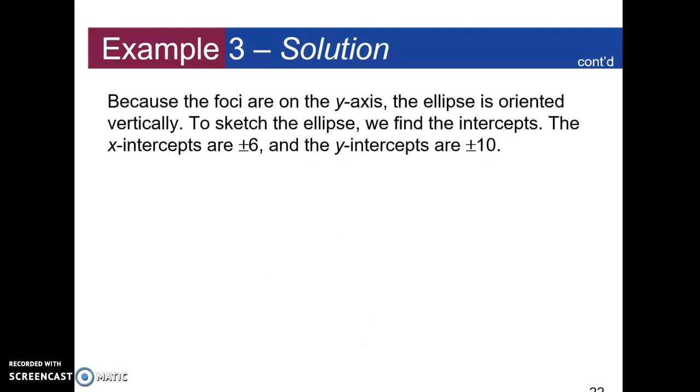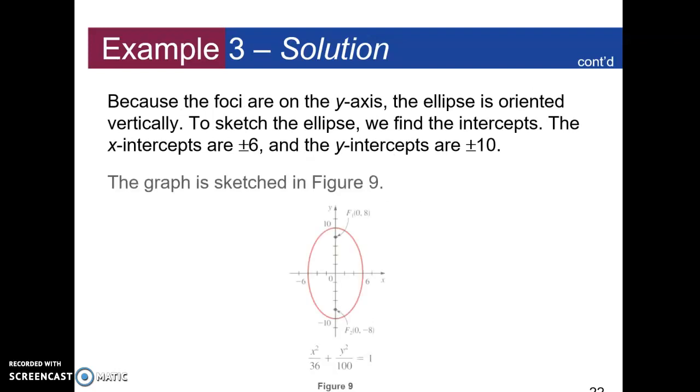So again, I can graph this out on my paper. Just plot the vertices at 0, 10, and 0, negative 10. Plot the foci at 0, 8, and 0, negative 8. And then the co-vertices, as many textbooks call them, are at 6, 0, and negative 6, 0. Those are the edges along the minor axis.